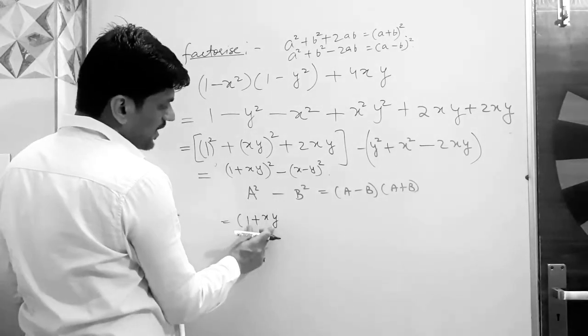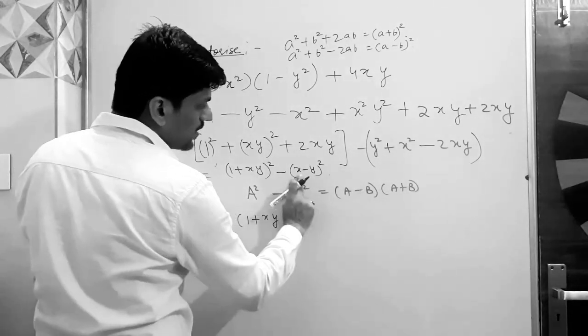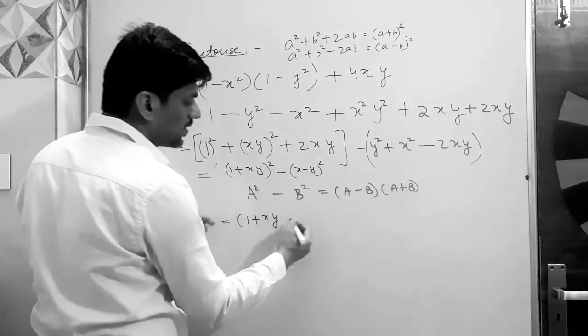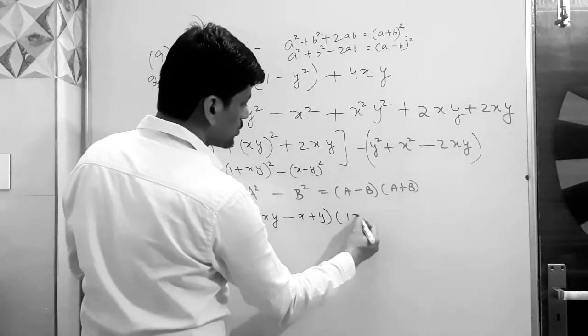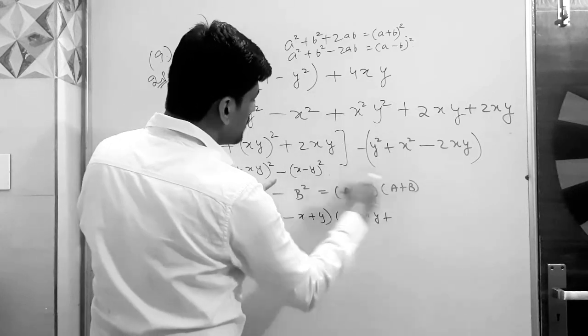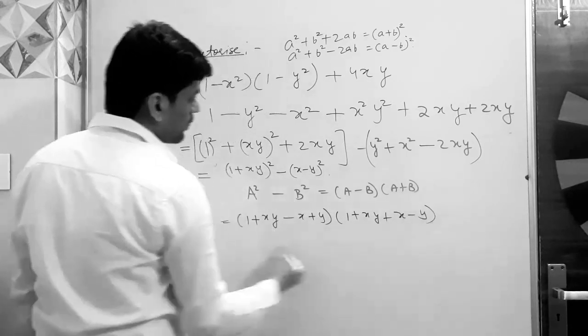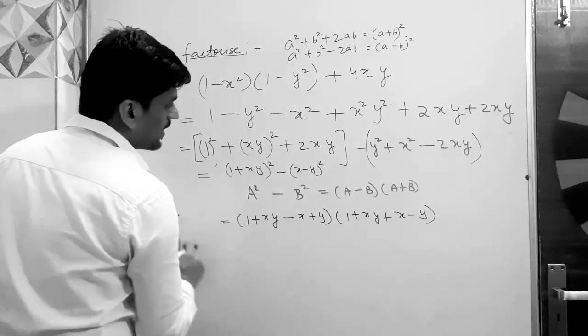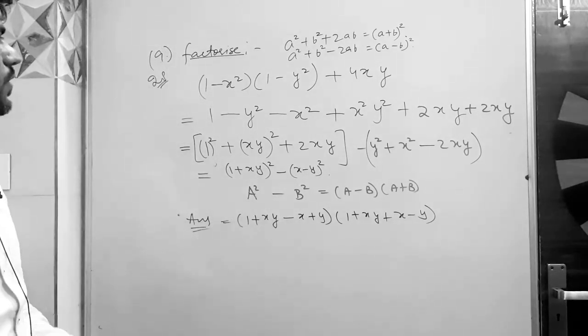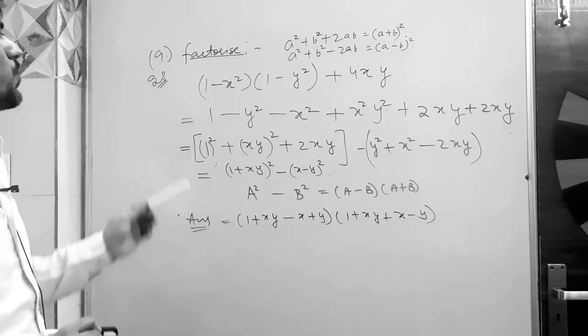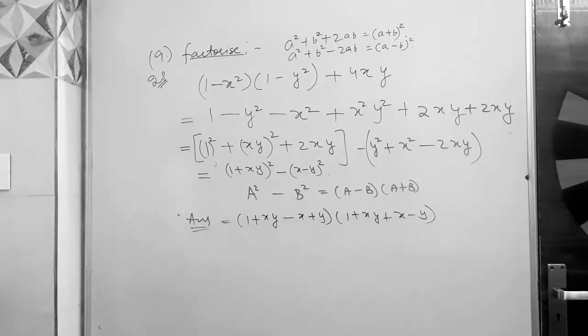So 1 plus xy was a, and then minus b. This was b, and we subtract. So minus x plus y. It will change the sign. Now a is 1 plus xy, and then add b. B is x minus y. Okay, so finally we got the answer. That's the two factors of this. All right, so that is a very important one. So you can note down this question.